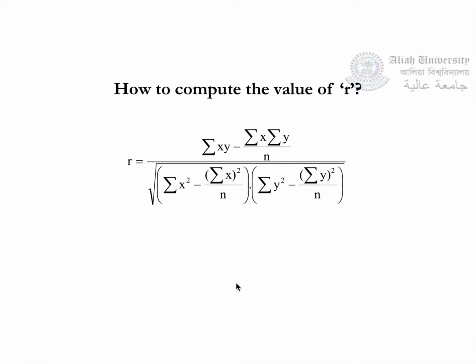It's a very simple set of some multiplications, wherein r is given by summation of xy minus summation of x into summation of y divided by n. This whole divided by under root of summation of x square minus summation x whole square divided by n, multiplied by summation of y square minus summation y whole square divided by n. So this is a very simple calculation.